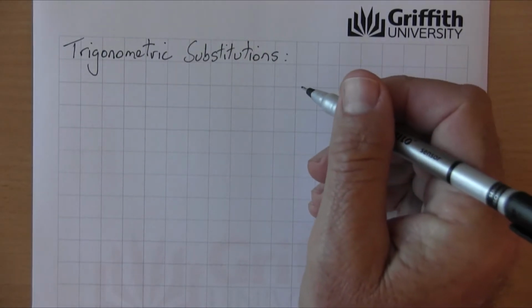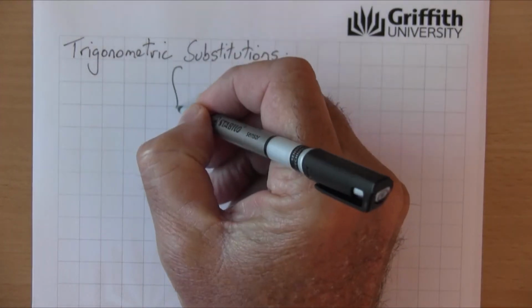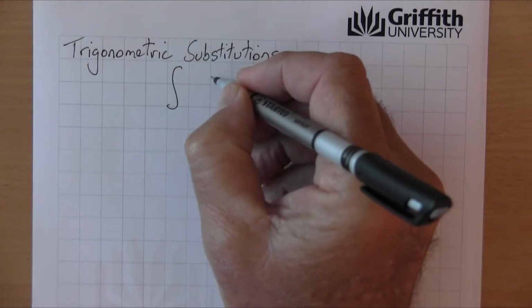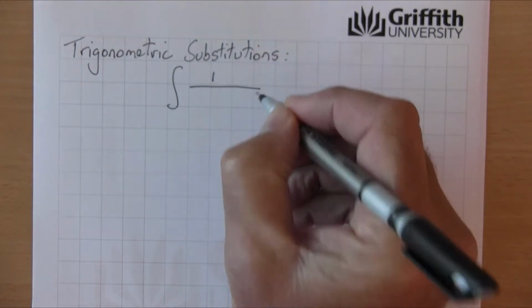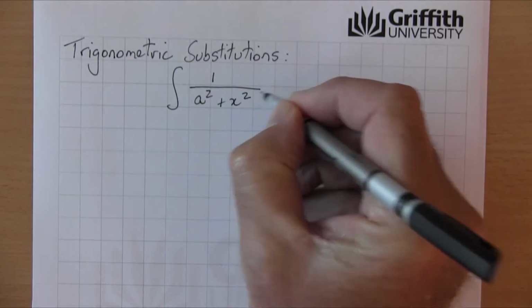Certain techniques are used for trigonometric substitutions when we're doing integration. Best way, once again, is to do it by example and show you how to do one. The integral of 1 over a squared plus x squared dx.